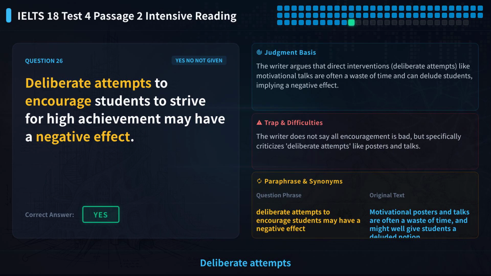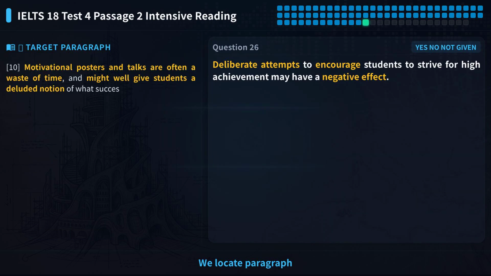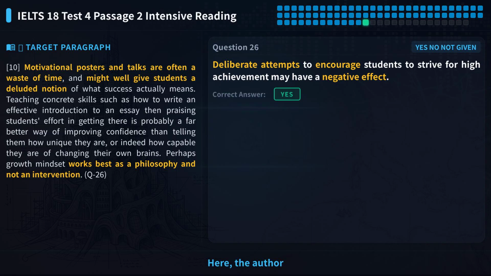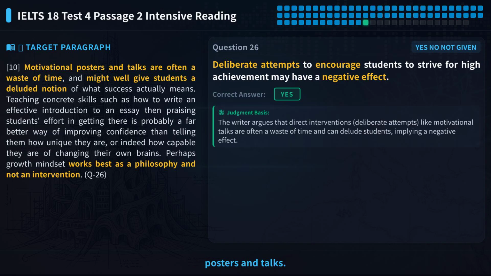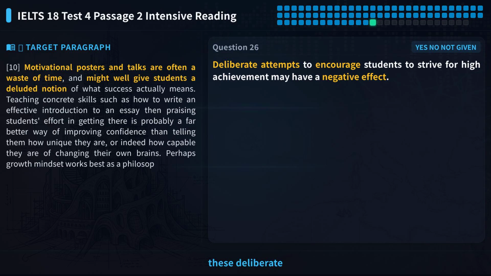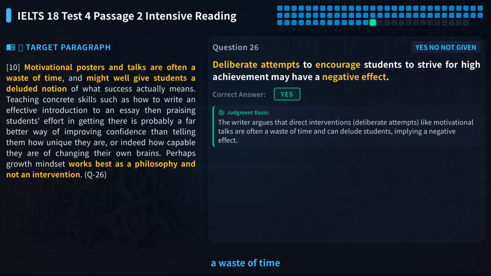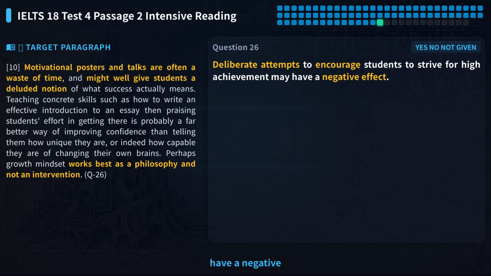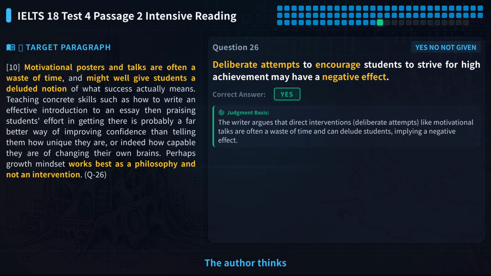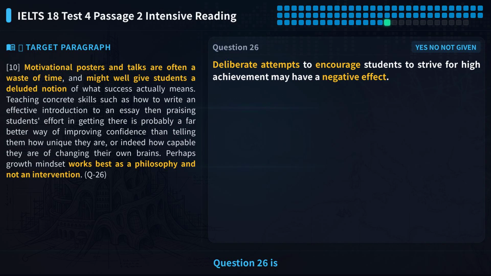The statement says, deliberate attempts to encourage students to strive for high achievement may have a negative effect. The core clue words are, deliberate attempts and negative effect. We locate paragraph 10. Here, the author discusses motivational posters and talks. The author says these deliberate attempts are often a waste of time and might give students a wrong idea about success. The statement says deliberate attempts have a negative effect. The author thinks these attempts are a waste of time and mislead students. The views match. So the answer to question 26 is yes.